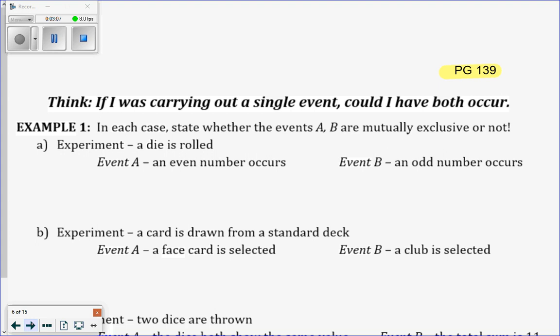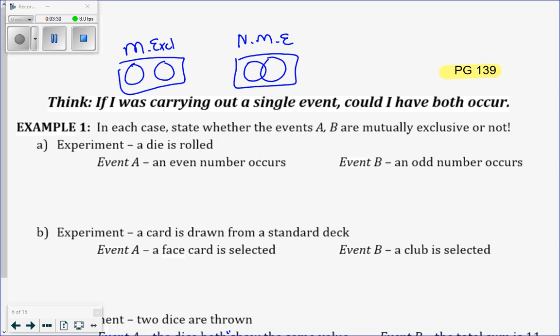Okay, so page 139 in your workbook, please. Okay, so for mutually exclusive, you're thinking this. For not mutually exclusive, you're thinking that. Okay, so overlap versus no overlap. So it says in each case, state whether the events A and B are mutually exclusive or not.